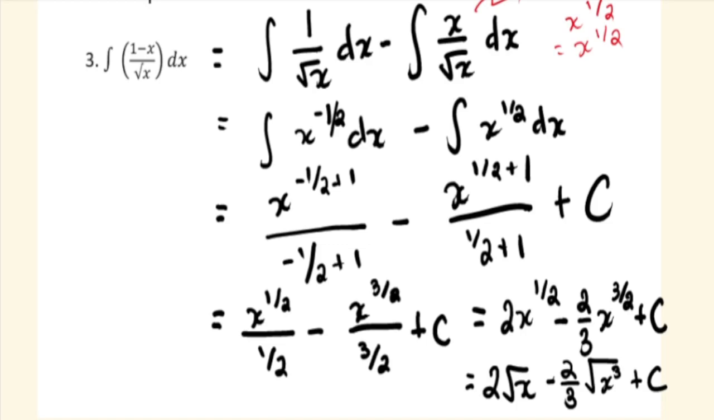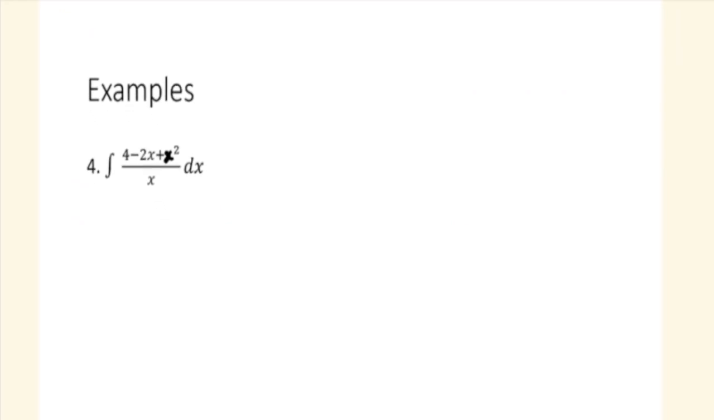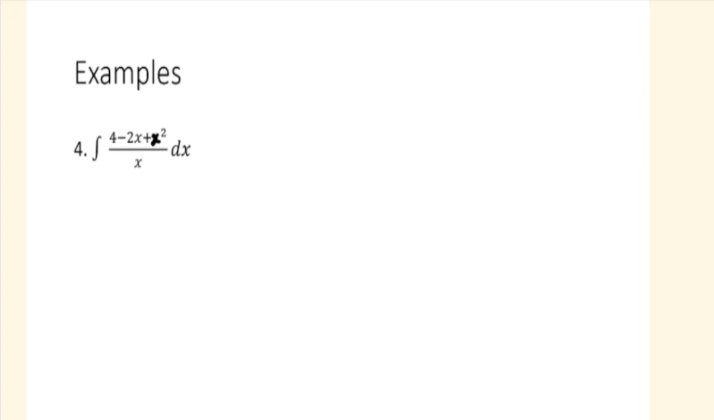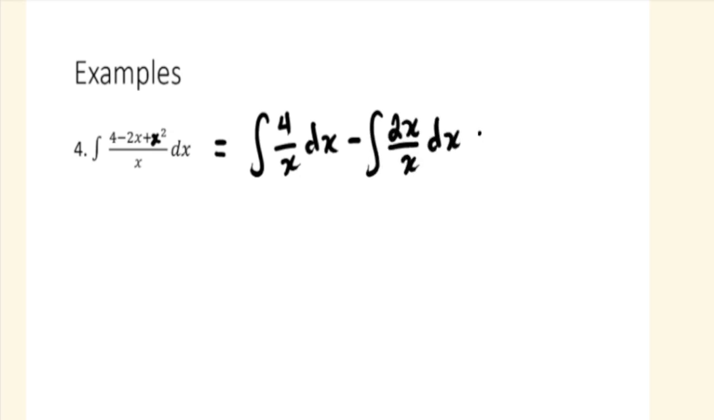Okay, let's consider one last example for this video. So we have the integral of 4 minus 2x plus x squared over x. Sorry, nagkamali ako dyan ng type. Kaya sinulatan ko na lang. Okay, if we separate the terms, integral ng 4 over x dx minus 2x over x dx plus integral ng x squared over x dx.